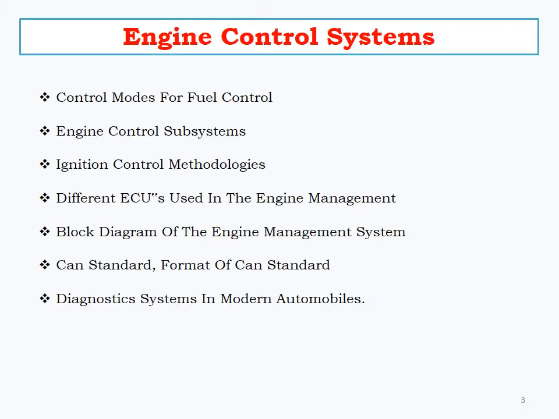In this unit, we are going to discuss control modes for fuel control, engine control subsystems, ignition control methodologies, different ECUs used in engine management systems, block diagram of EMS, that is engine management system, CAN network, that is controller area network, then diagnostic systems used in modern automobiles.